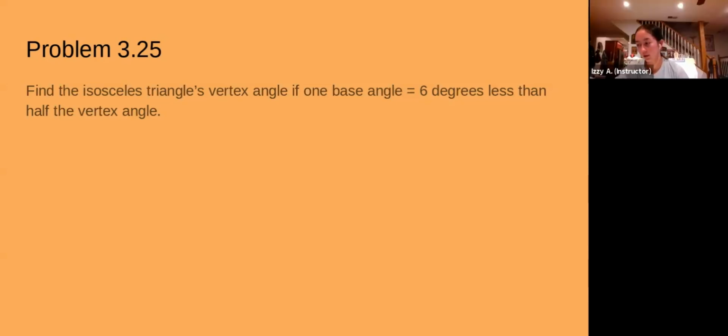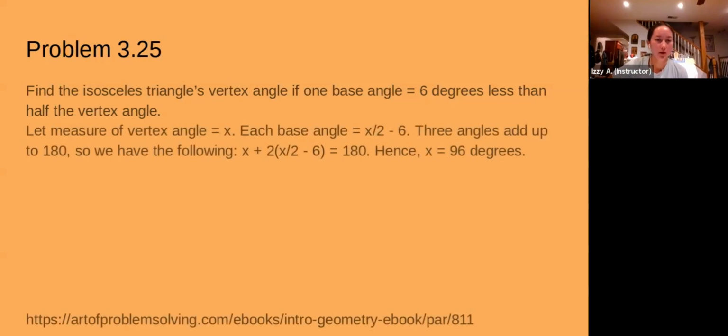Okay, I'll go ahead and go over the answers. We're going to let the measure of the vertex angle equal x, and each base angle is going to be equal to x over 2 minus 6. So then the 3 angles would add up to 180. So we would get x plus 2 times (x over 2 minus 6) equal to 180. So then finally, x would be equal to 96 degrees.